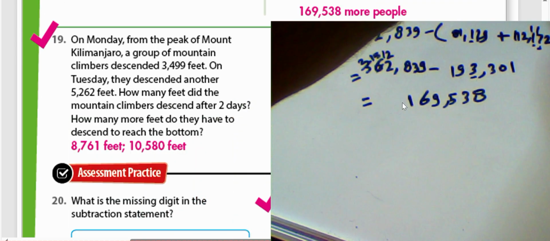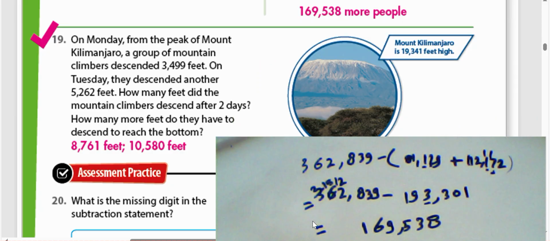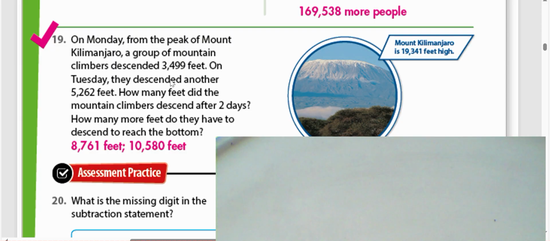Okay, next question. Look at it with me. On Monday, from the peak of Mount Kiminga, a group of Mount Montano climbers descended 3,499 feet. On Tuesday, they descended another 5,262 feet. How many feet did the mountain climbers descend after 2 days? Okay, how many more feet?